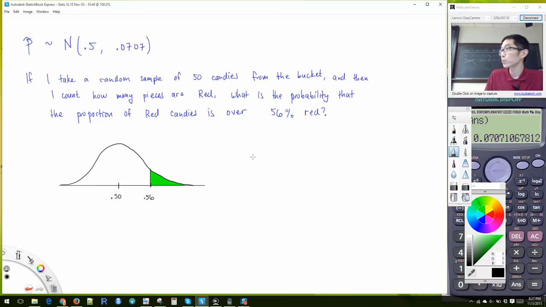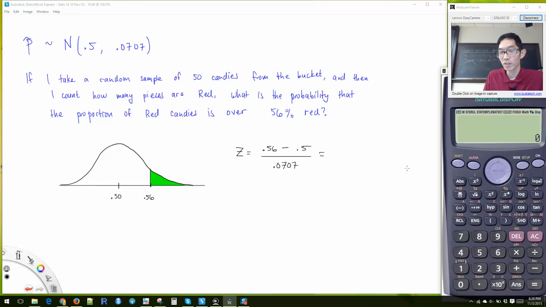So how are we going to do this? What's our first step in answering a normal model problem? We find the z-score, right? To get my z-score, what do I use? 0.56 minus 0.5 divided by 0.0707. Don't let the fact that we're dealing in decimals throw you off. Sometimes students try to change this to 56 and 50. Don't do that, just leave it in decimals. Don't let the decimal points scare you. They're just numbers. You've got a mean, you've got a value, you've got a standard deviation. So you do 0.56 minus 0.5 divided by 0.0707.